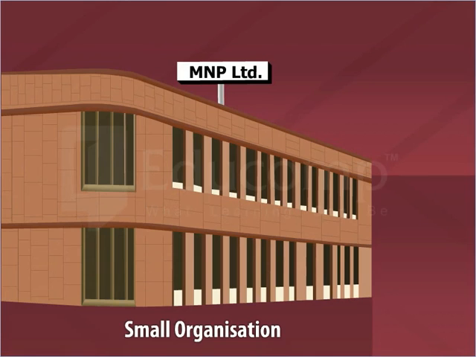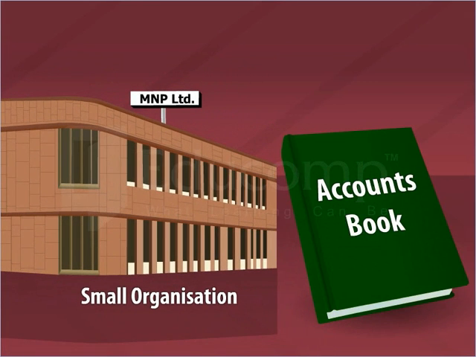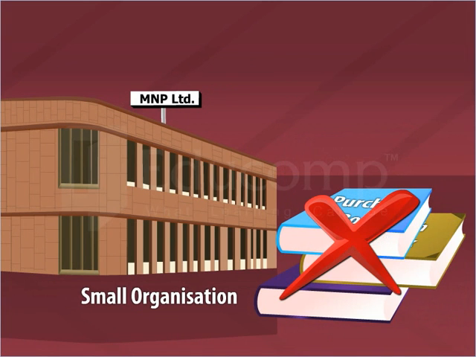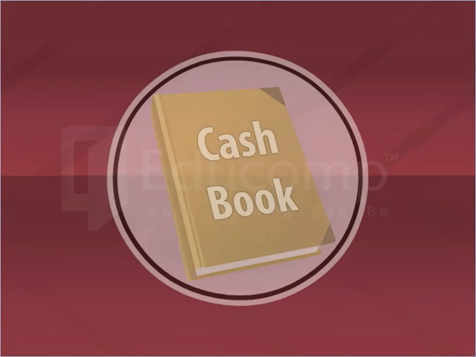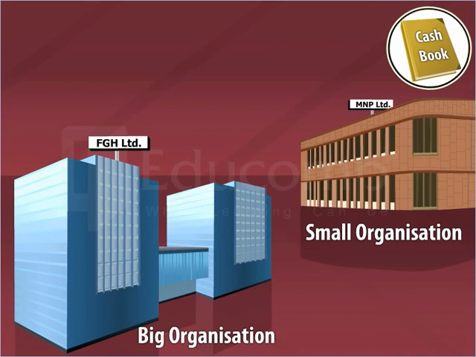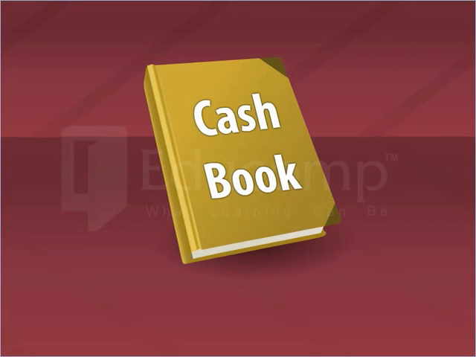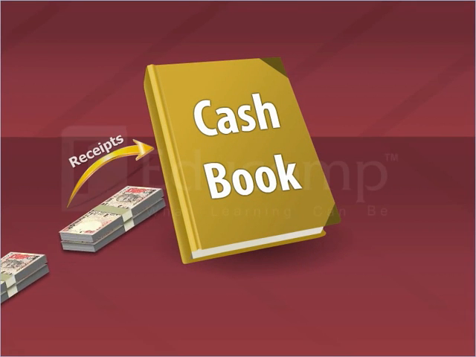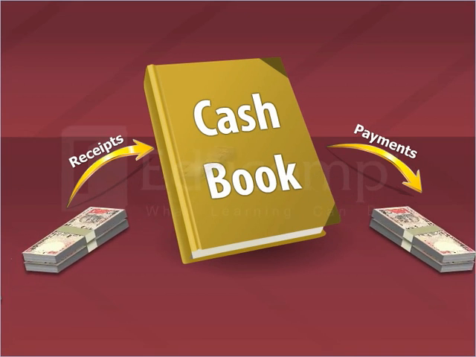A small business organization generally records all transactions in a single book and avoids maintaining many books like a big business organization. However, a cash book is maintained by all business organizations, big or small. A cash book is a book that records all cash receipts and payments.